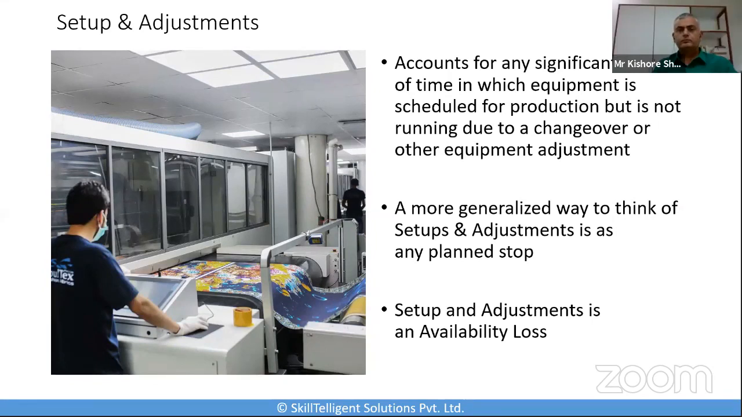Okay. So a more generalized way to think of setup and adjustment is any planned stop. We plan for it, that I need to change over the design. Okay. This results in availability loss. And if we take the examples for the common reasons, it will include setup, changeovers, major adjustments, tooling adjustments, and so on. And from a broader perspective of planned stops, other common reasons would include cleaning, warm-up time, plant maintenance, maybe even the quality inspections.